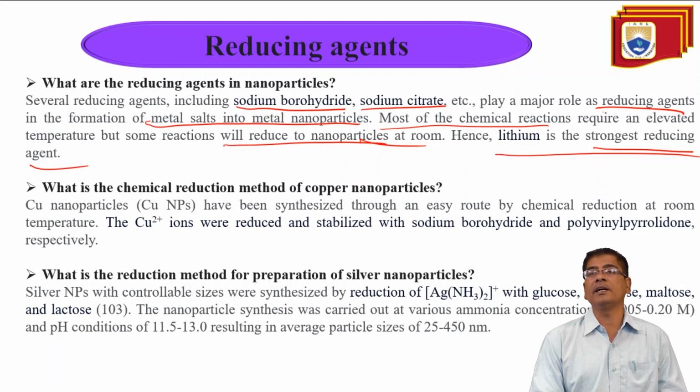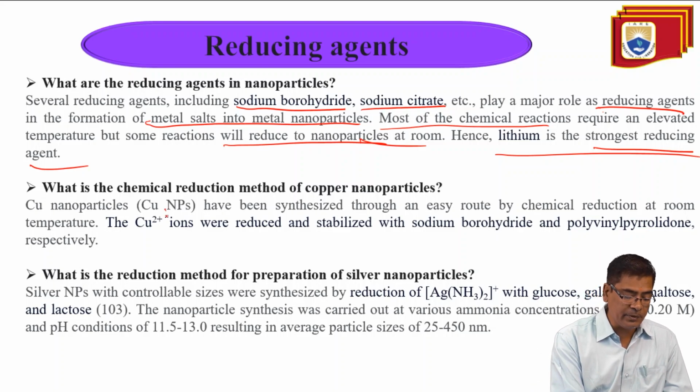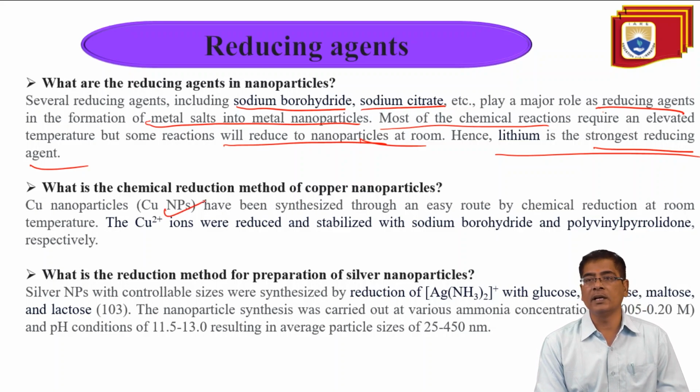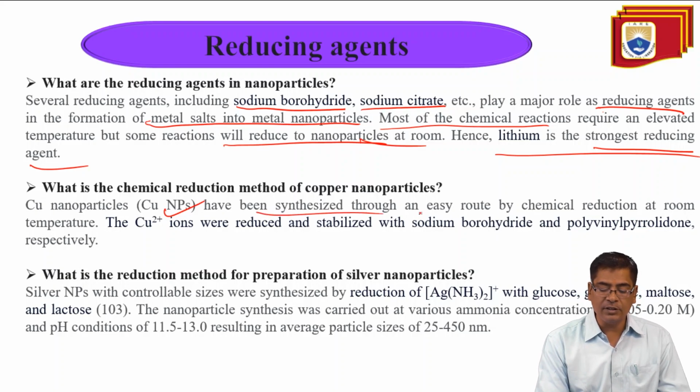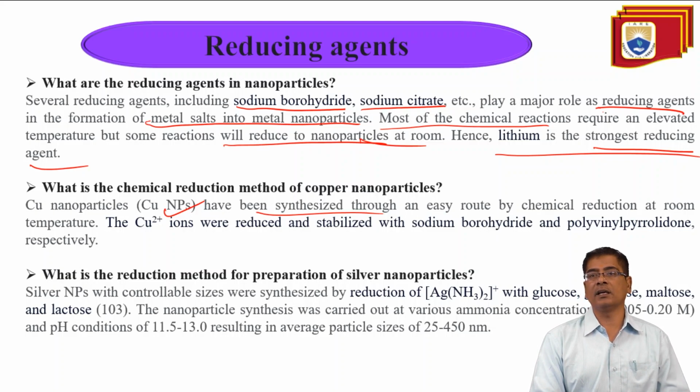So what is the chemical reduction method for copper nanoparticles? Copper nanoparticles, that is what we write as CuNPs, nothing but copper nanoparticles, have been synthesized by an easy route by chemical reduction at room temperature.